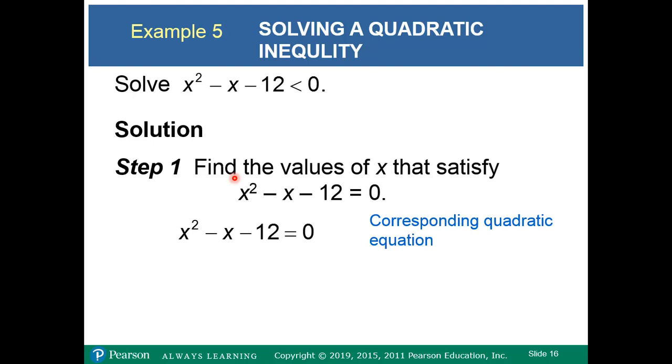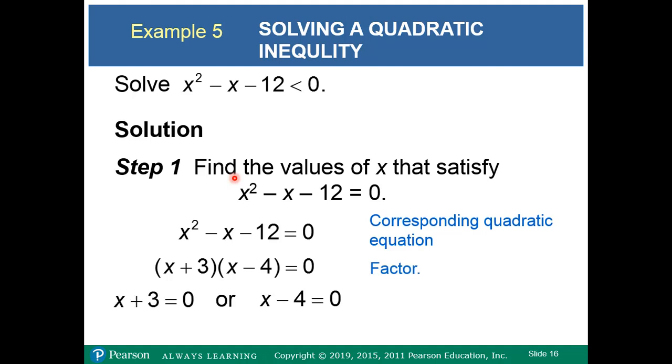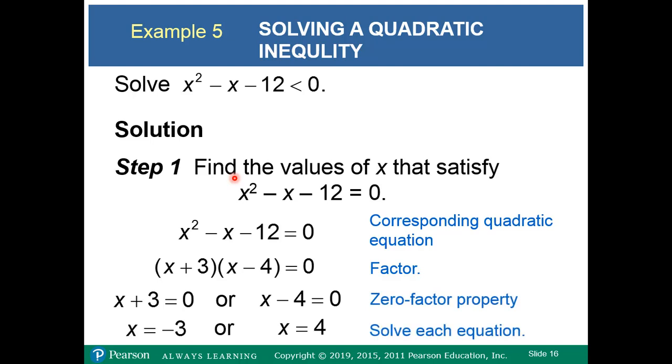So what are we going to do? Corresponding to the quadratic equation, we're going to factor it, and now we're going to use the zero product principle. And we find that x is equal to -3, or x is equal to 4.